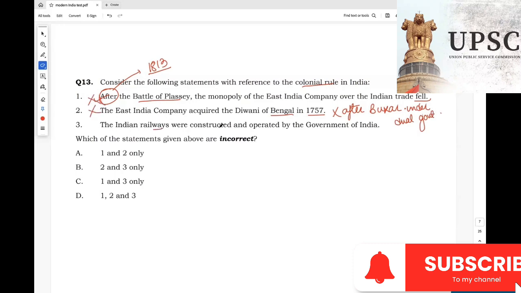The Indian Railway were constructed and operated by Government of India. No, it was private enterprises, right? Okay, so later on it was operated by Government of India. Construction always by private, right? How many of them are incorrect? All of them are incorrect.